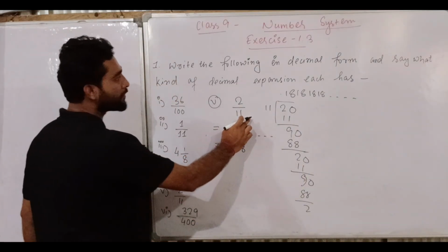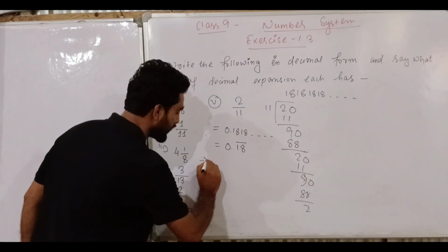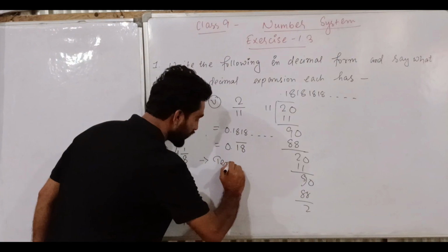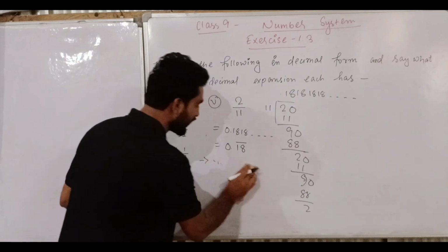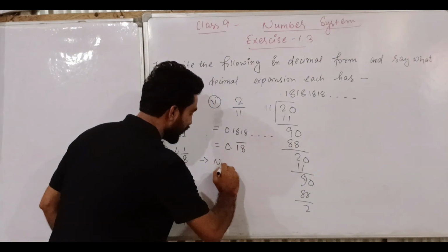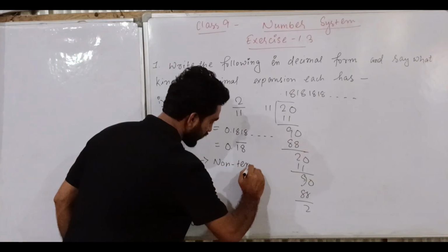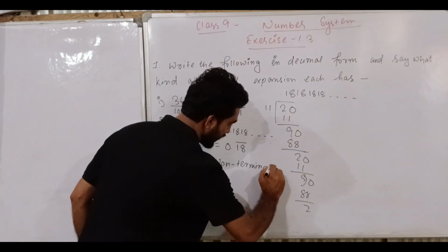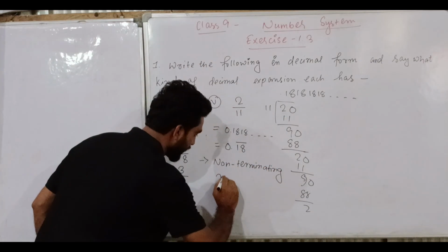So what is the name of this kind of decimal expansion? This kind of decimal expansion is called non-terminating repeating or recurring. Non-terminating repeating.